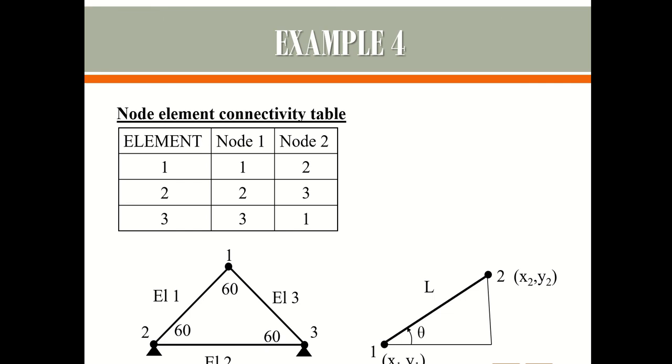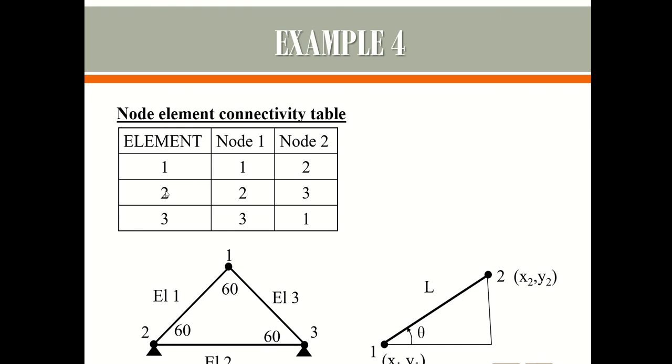Okay, let's see example again. We have this one, this element, this truss. How many nodes? 1, 2, and 3. How many elements? Element 1, element 2, element 3. Okay, so element 1 consists of node 1, node 2. Node 1 is 1, the symbol, node 2 is 2. Element 1 is node 1 and node 2.